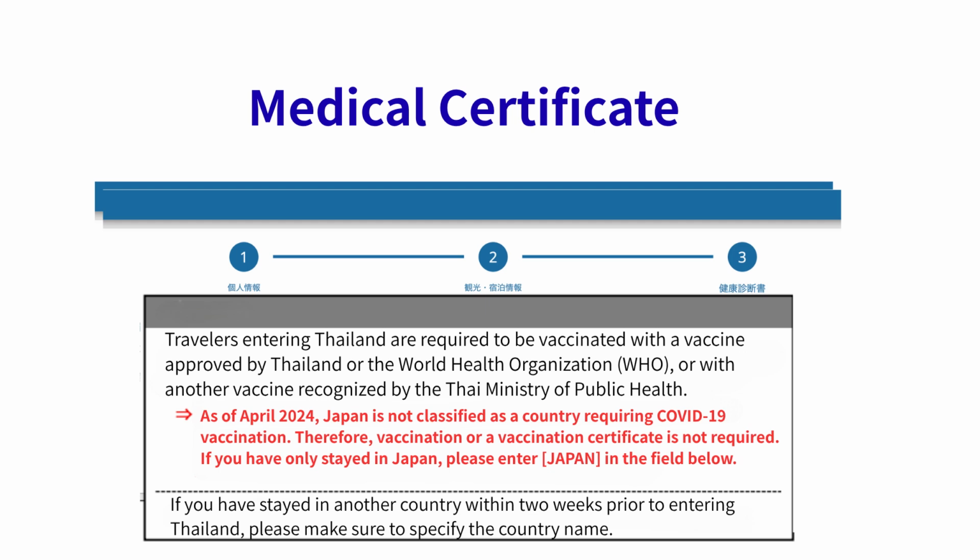Step 3 is the Health Declaration section. To enter Thailand, vaccination with vaccines approved by the World Health Organization or the Thai Ministry of Public Health is generally required. However, as of April 2024, Japan is exempt, so COVID-19 vaccination or certificates are not required for travelers coming from Japan. If you have only stayed in Japan within the past 14 days, simply write Japan in the box below. If you have stayed in any other country within the last 2 weeks, be sure to enter that country's name as well.